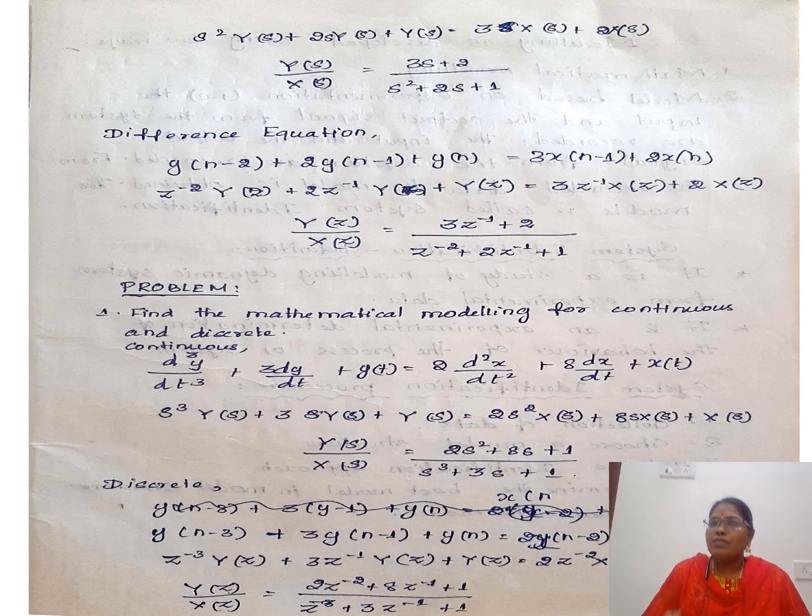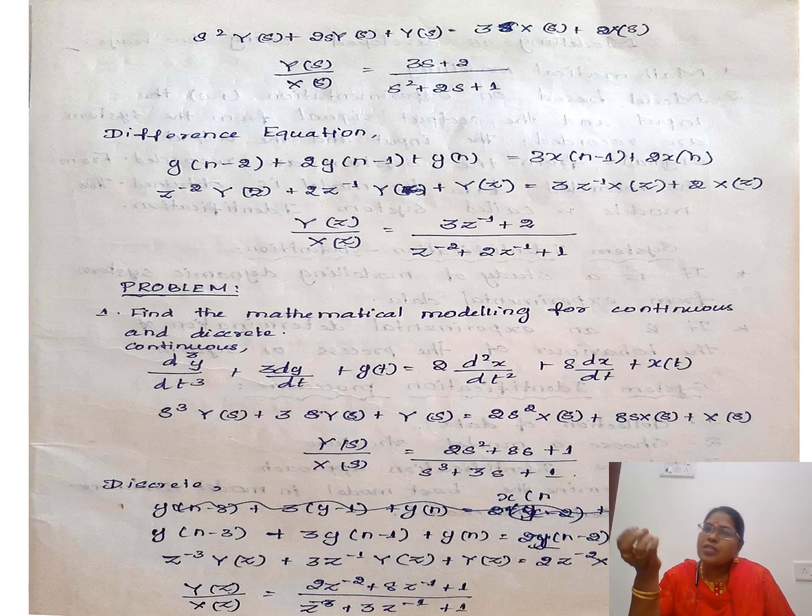The same equation we can convert into a difference equation. If you have d square y by dt square, which is a second order equation, it can be easily converted into a difference equation by representing y[n-2], which is equivalent to d square y by dt square, plus 2 y[n-1], which is equivalent to 2 dy by dt, plus y[n], which is y(t), equal to 3 x[n-1], which is 3 dx by dt, plus 2 x(t). Here y[n-2] is nothing but a delayed signal with a delay of two samples, so we can represent it as z power minus 2.